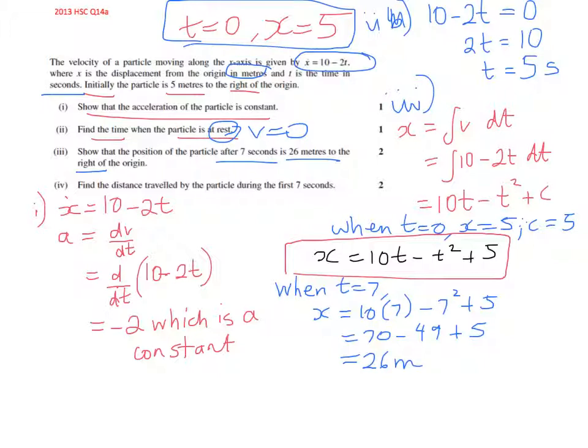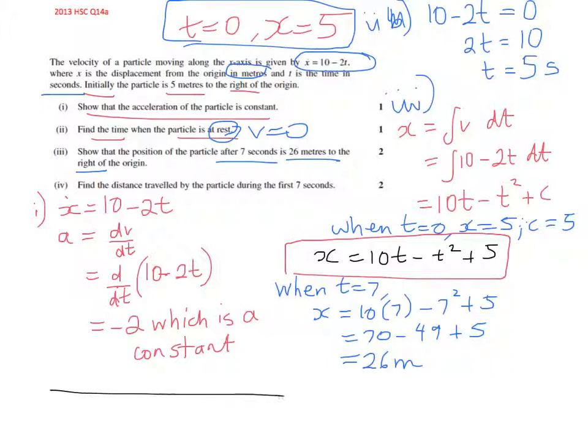Part 4, find the distance travelled by the particle during the first 7 seconds. Okay, now we've already found up here that the particle was at rest when t equals 5. So that means our particle is, where was it initially? Initially the particle was 5 meters to the right of the origin. It is moving along. When t equals 7, it's 26 meters to the right.